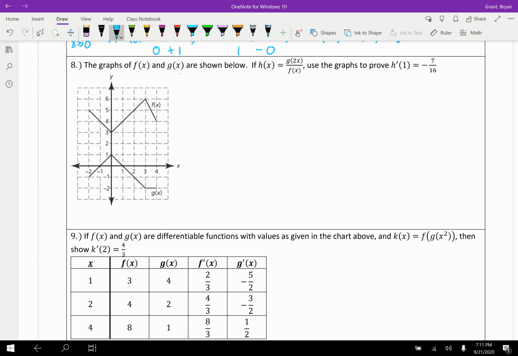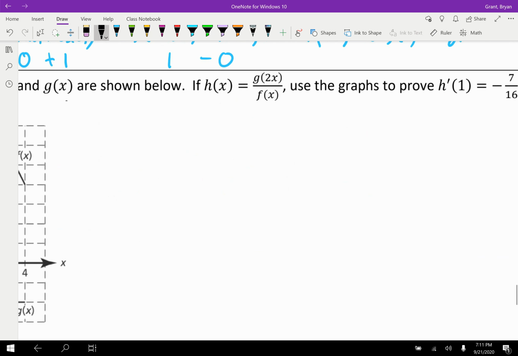All right, then. Well, in order to find h prime of 1, I think we first need to find h prime of x. And this, to me, definitely looks like the quotient rule here, right? We have our top function and our bottom function. There is a pretty common mistake I see coming up in this quotient rule, so let's take a peek at it. H prime of x.